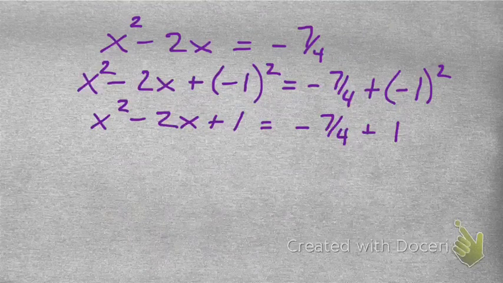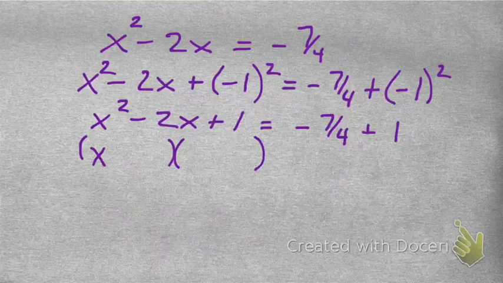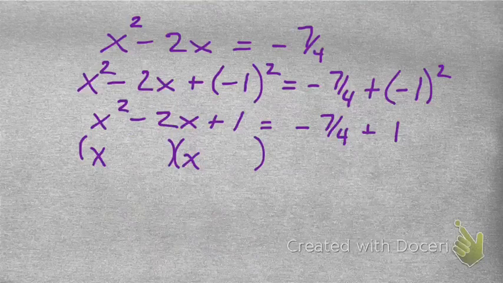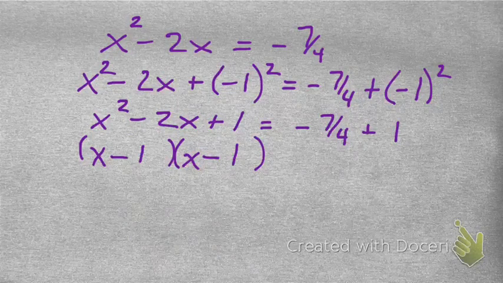On the left-hand side, we can factor this perfect square trinomial into x and x with same signs. Both signs are going to be negative. The factors of 1 that add to make 2 are 1 and 1.